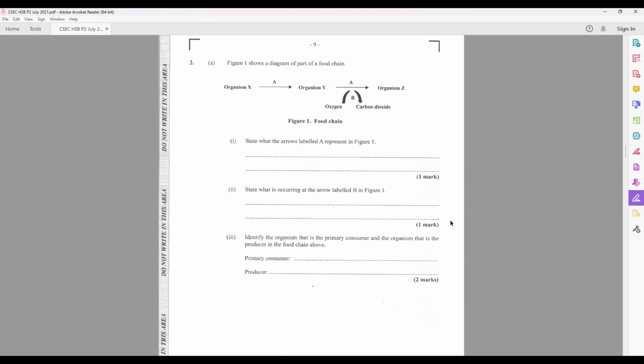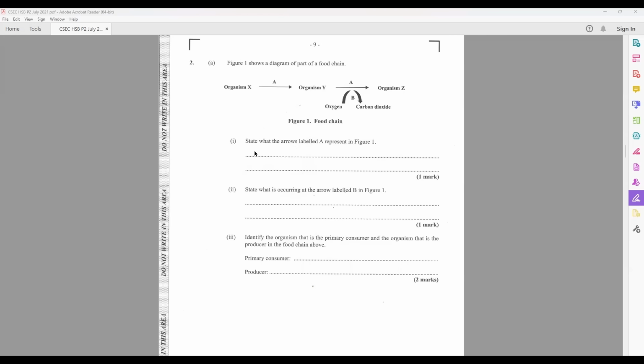As we move on to question 2, we see we are dabbling in section A, living organisms and the environment. Figure 1 shows the diagram of part of a food chain. Organism X, organism Y, eaten by organism Z. State what the arrows labeled A represent in the food chain.